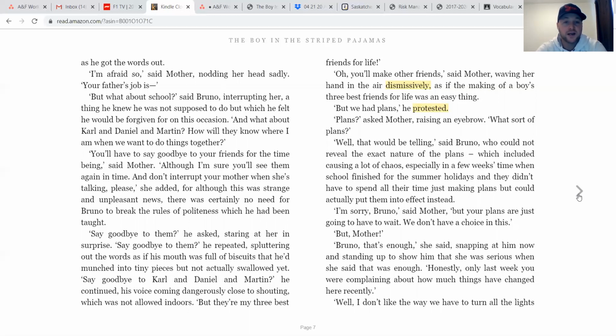Say goodbye to them, he asked, staring at her in surprise. Say goodbye to them, he repeated, sputtering out the words as if his mouth was full of biscuits that he had munched into tiny pieces but not actually swallowed yet. Say goodbye to Carl and Daniel and Martin, he continued, his voice coming dangerously close to shouting, which was not allowed indoors. But they're my 3 best friends for life. Oh, you'll make other friends, said Mother, waving her hand in the air dismissively, as if the making of a boy's 3 best friends for life was an easy thing.